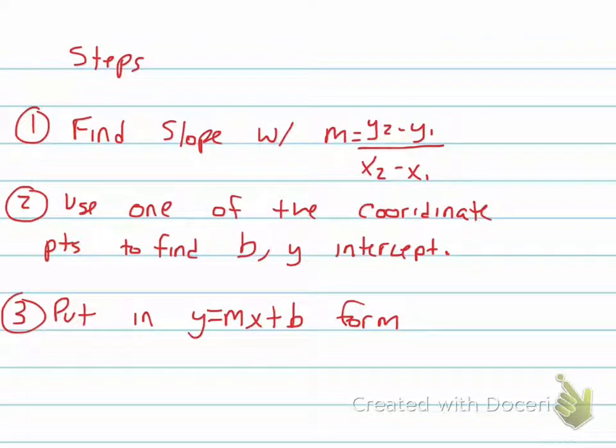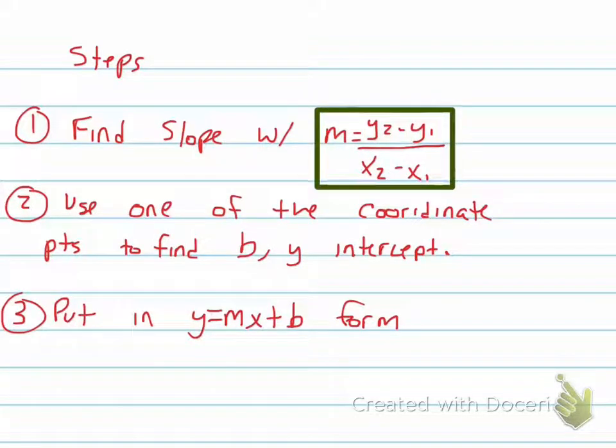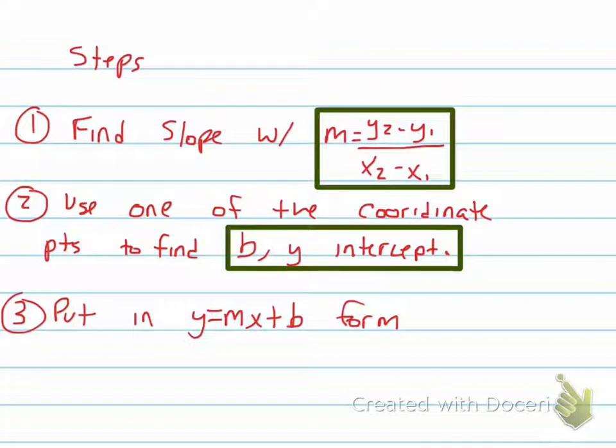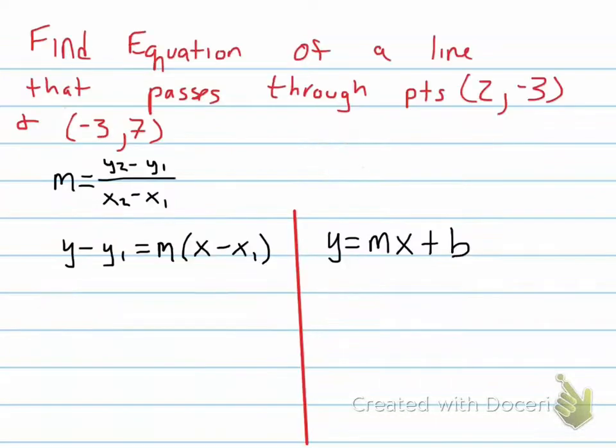Alright, steps. Find the slope with this formula. This needs to be burned into your skulls. You need to know it, and you need to know what it means: change in y over change in x. That's step 1. Step 2, use one of the coordinate points to find b, the y-intercept. So you need your 2 parts of a line, m and b, and then put it in y equals mx plus b form.